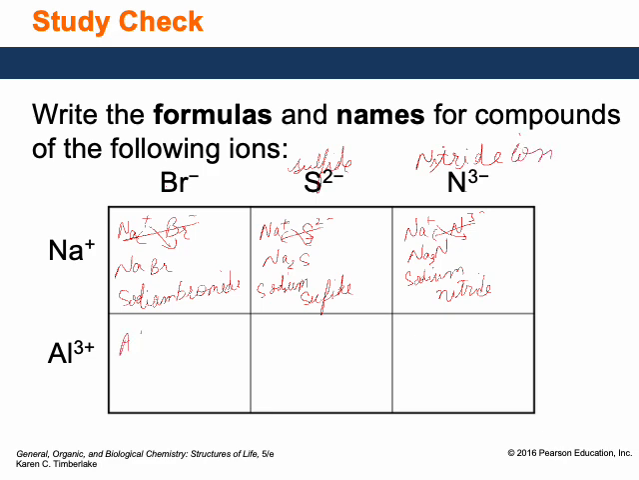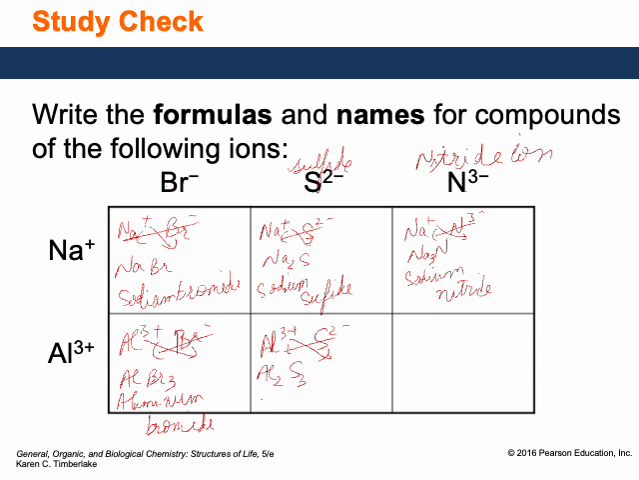Aluminum and Br. Aluminum is 3 plus, Br is -1. Crossing over the charges would give you AlBr3, which is aluminum bromide. How about this? This would be Al3 plus, S2 minus, which would give you Al2S3, which is aluminum sulfide.